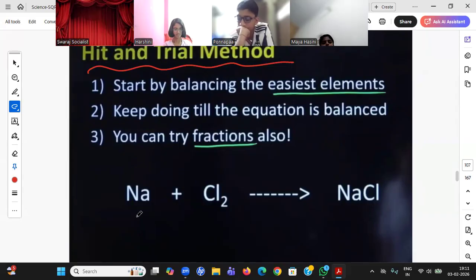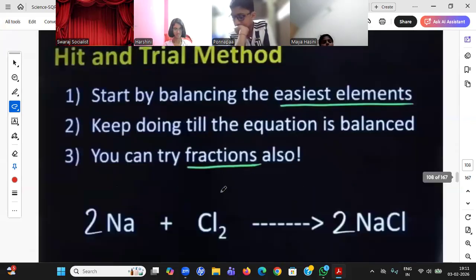What is the hit and trial method? Na plus Cl2 gives NaCl. Clearly I can see Na is balanced. Here 2 chlorine, 2. But it has disturbed sodium, so 2 sodium, 2. I'll multiply with 2. Finish. This is the hit and trial method. What did I do? I started the balancing with the easiest elements. Keep doing until the equation is balanced. You can try fractions also.